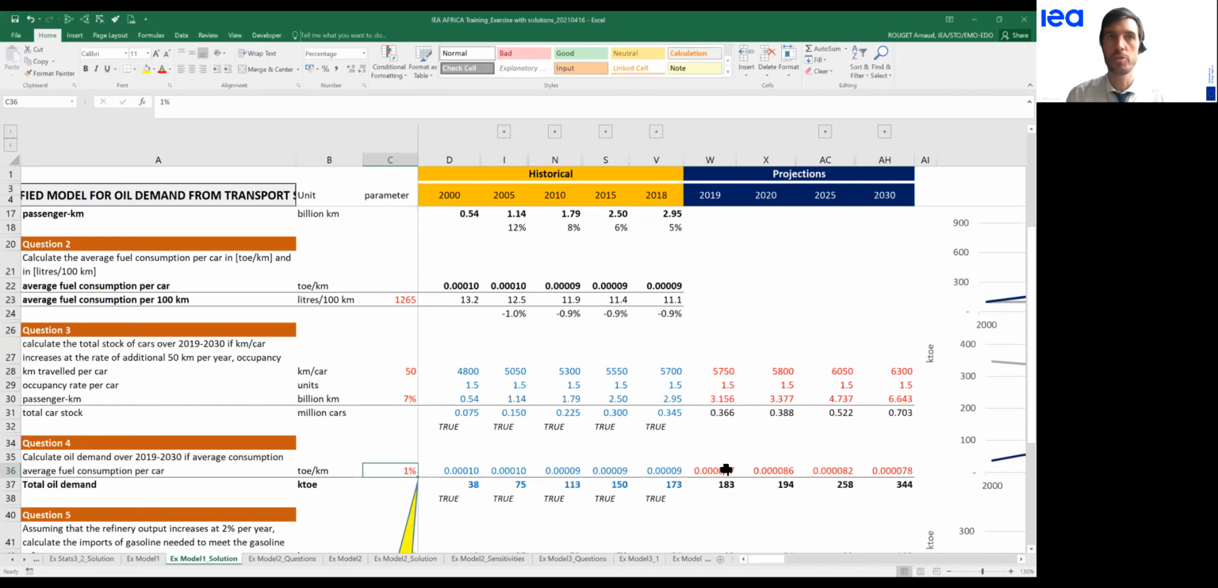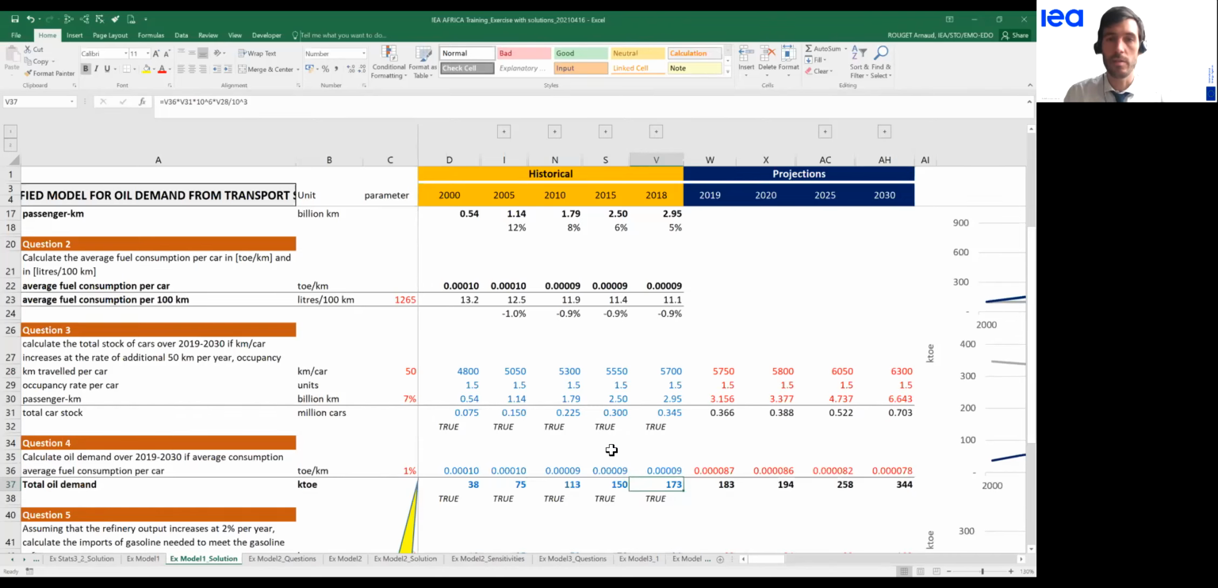And taking this assumption, we can make a projection on the average fuel consumption, and we can deduct total oil demand, because we know how many cars are in the country, and we know how much fuel one car will consume per kilometer, and we know how many kilometers cars on average will travel. So here again, we can see under our exercise a doubling of the oil demand. So this was looking only at demand.